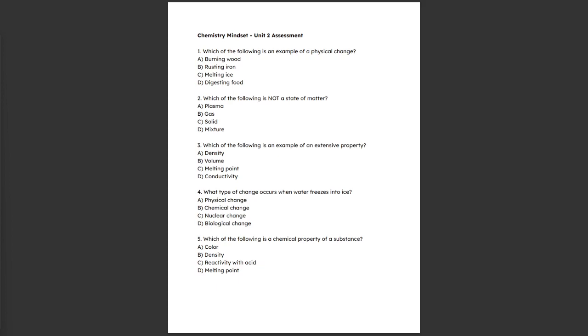So let's start off with number 1. Which of the following is an example of a physical change? The correct answer is C, melting ice. That is a change of state, which is a physical change. Burning wood, that is a chemical reaction with oxygen. Rusting iron, that is also a chemical reaction with oxygen. And digesting food, that's all a chemical reaction. That's biochemistry, though.